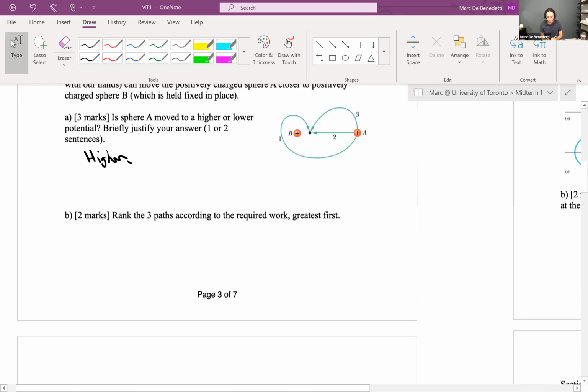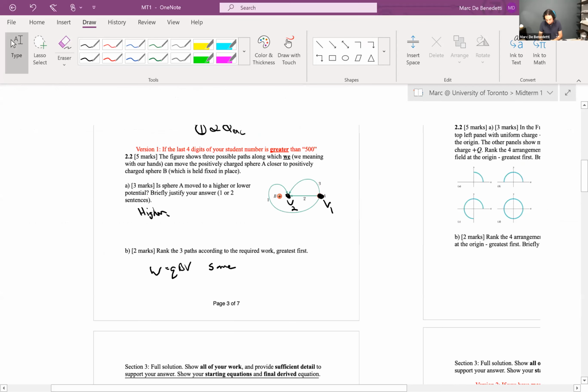Rank the three paths according to the required work. Well, work is going to be Q delta V. So this does not depend on path, whether we go a straight line, a curvy line, it doesn't matter. Delta V is just the voltage where you start compared to the voltage where you end. And that's the same in all three cases. So all three paths are going to be the same total required work.